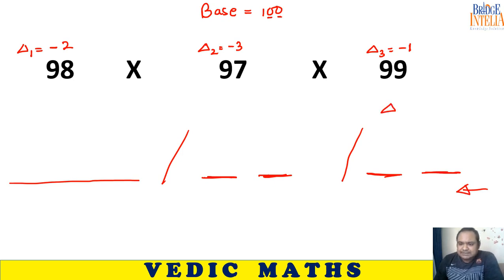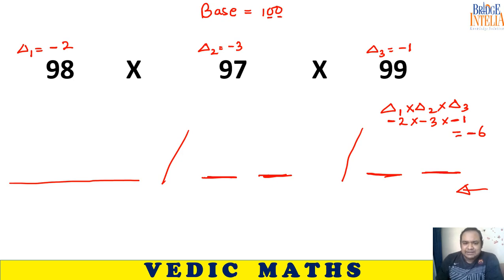Now what are we supposed to write here? Delta 1 into delta 2 into delta 3. That is equal to minus 2 multiplied with minus 3 multiplied with minus 1, which comes out to be minus 6. We cannot write a negative number, so we will wait now.